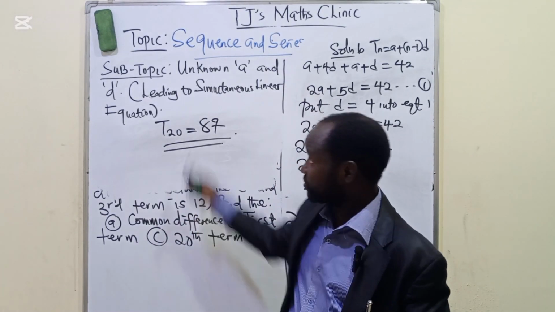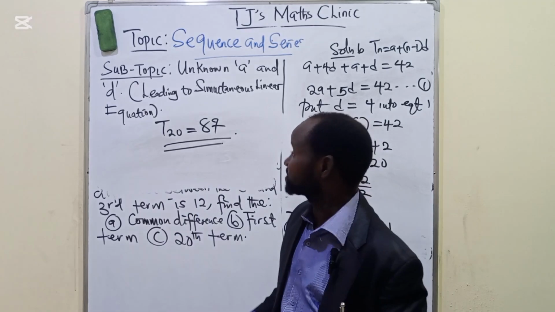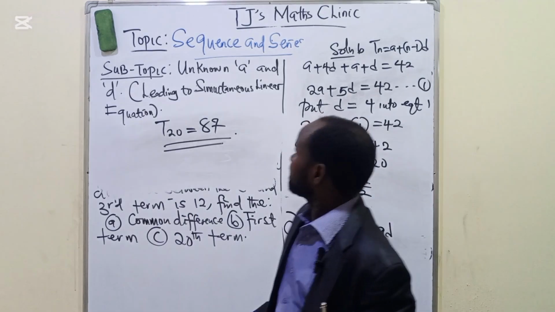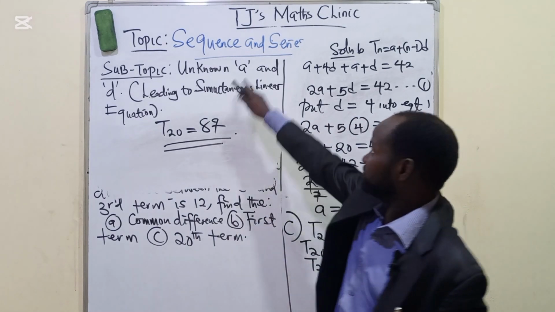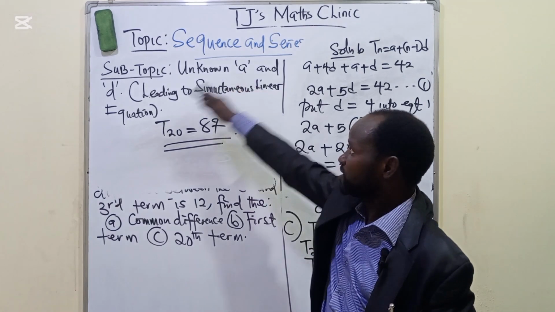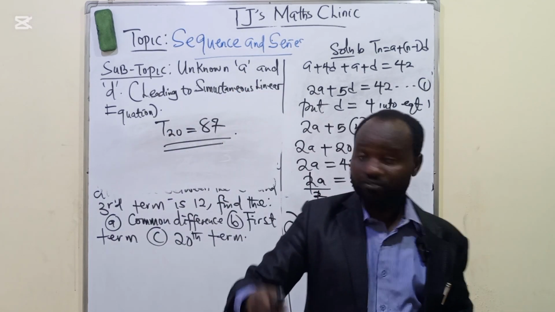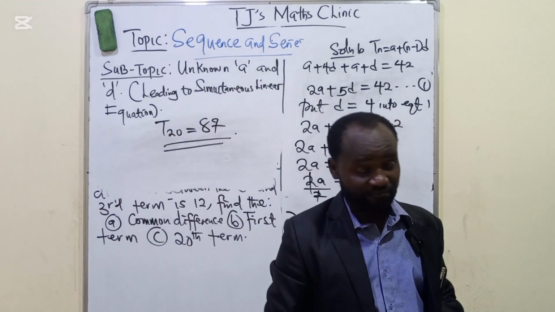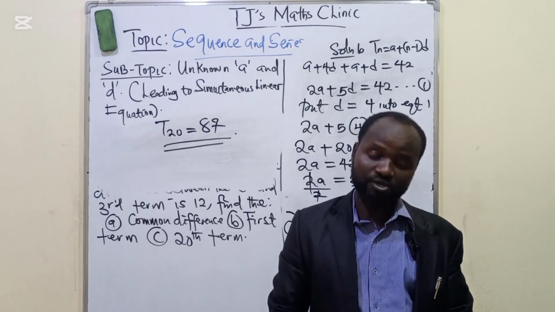In my next video, we'll look at more examples from this sequence and series where we have two unknowns, the first term and the common difference. Of course, it will lead to a system of simultaneous linear equations.